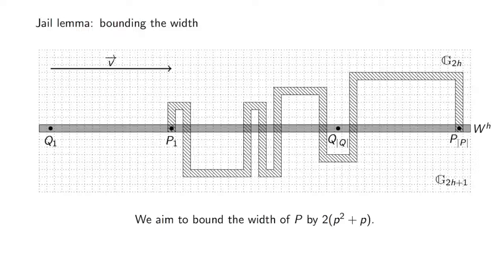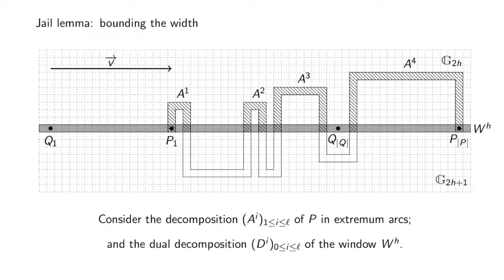Here, we only give a proof sketch. The article available online deals with all the technical details. Consider the decomposition of the path P in extremum arcs in G2h. We obtain 4 arcs A1, A2, A3 and A4. Also consider the dual decomposition of the window wh.